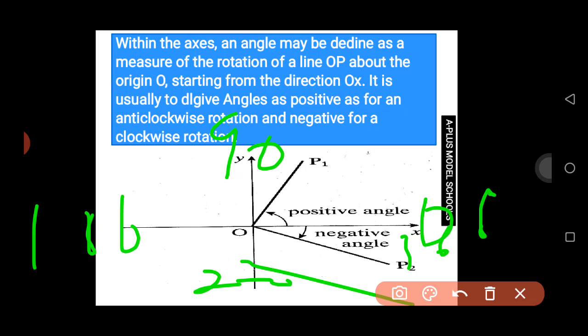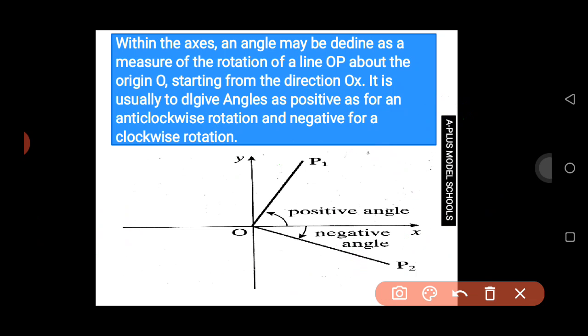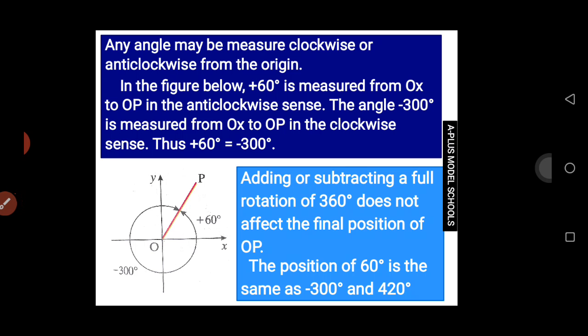Now, when you move from here to 90 degrees, that will give you plus 90 degrees. But when you move here, it will give you minus 90 degrees. So when you rotate or read an angle in an anti-clockwise direction, it will give you a positive angle. And when you move it in a clockwise direction, it will give you a negative angle. So an angle may be measured clockwise or anti-clockwise from the origin, which is the center.